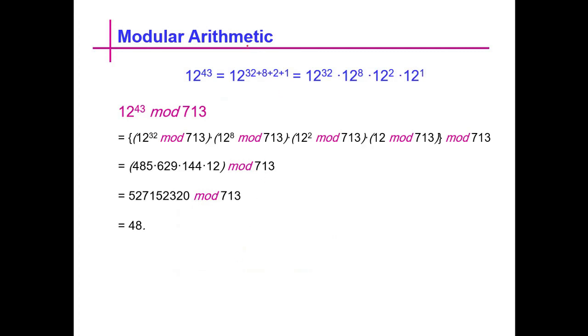and then we can write 12 raised to 43 is equal to 12 raised to the power 32 plus 8 plus 2 plus 1, and we get this result in product. And we know how to use the product property of modular arithmetic, and we get these results in the product, and we take the mod of 713. And finally, by using the above congruence relations, we get this number and take the mod with 713 and get the result 48.